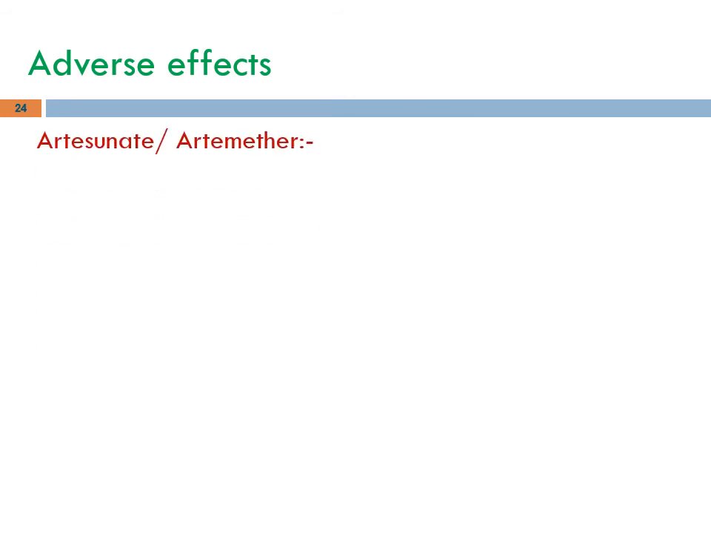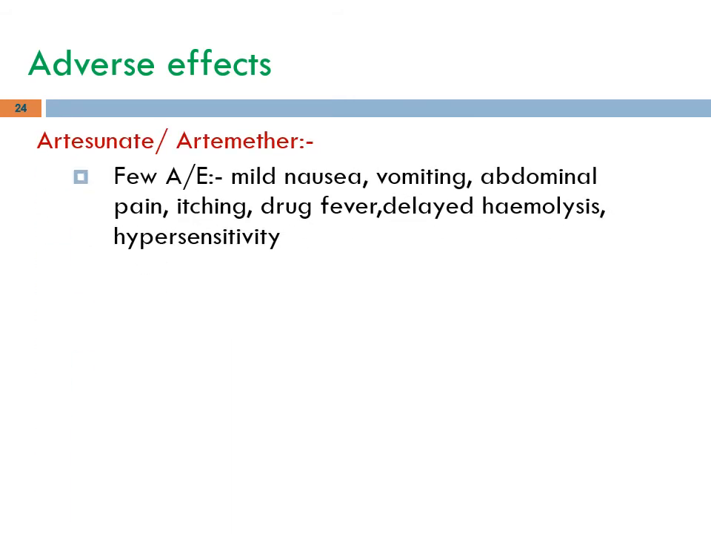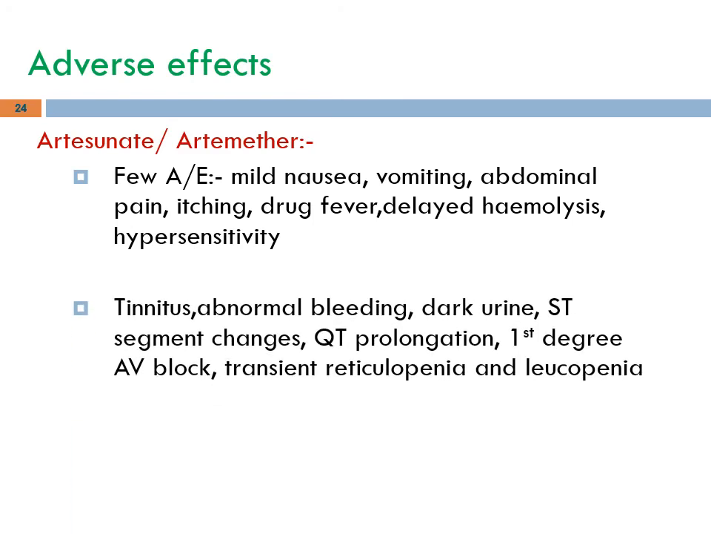Side effects. Artesunate and artemether can cause some mild side effects like nausea, vomiting, abdominal pain, itching, drug fever, delayed hemolysis, or hypersensitivity reaction. Tinnitus, abnormal bleeding, dark urine, ST segment changes, QT prolongation, first degree AV block, transient reticulopenia, and leukopenia are rare, and may subside when the drug is stopped. Though lots of people are being treated with artemisinin derivatives safely, close monitoring is required.